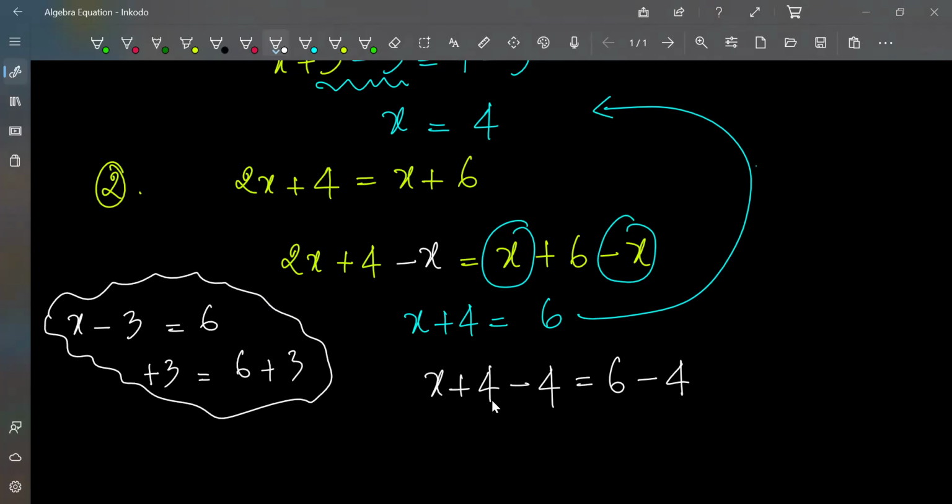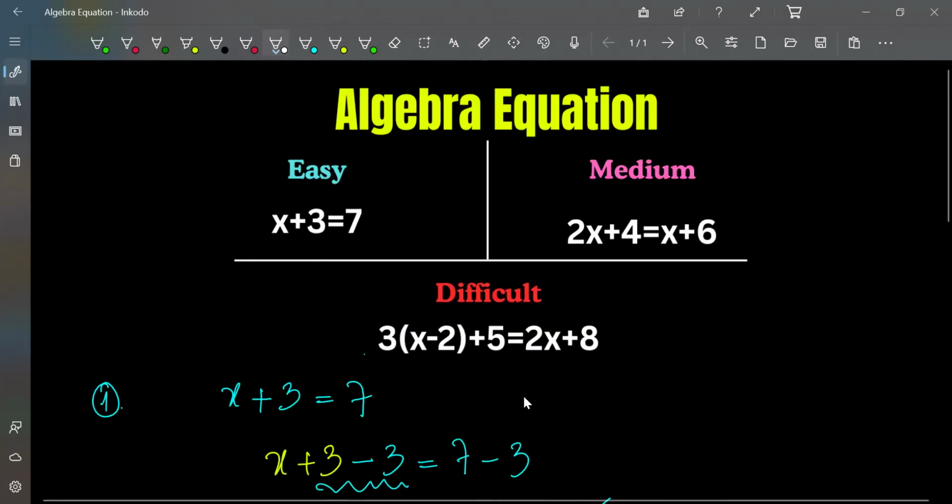And now 4 minus 4 is equal to 0. So now I get x equal to 6 minus 4, which is 2. Okay. So the value of x is 2. So now let's start the difficult one.